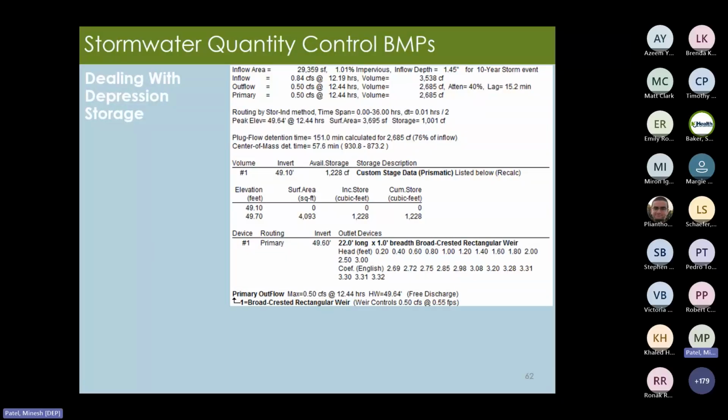So now I will hand it off to Peter, who will take you through the different options you can use to meet the stormwater runoff quantity control standards. All right, thanks, Manesh. I will now share my screen.